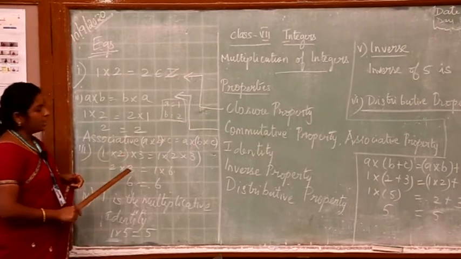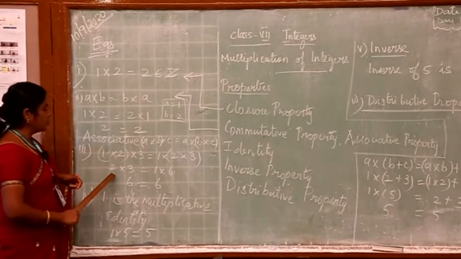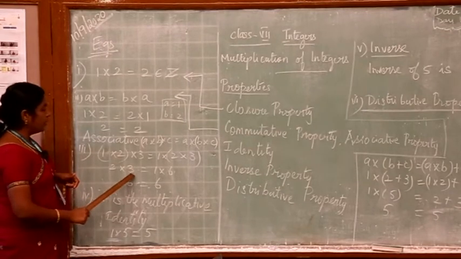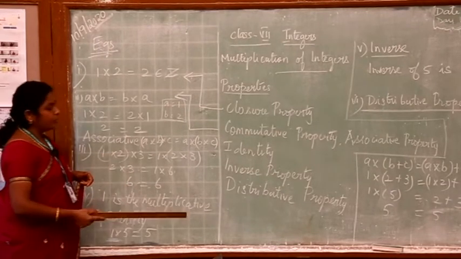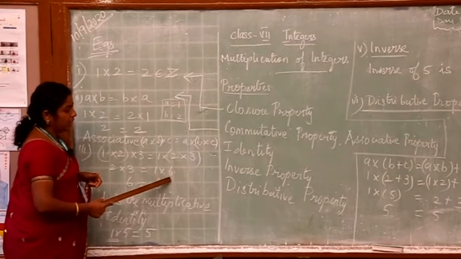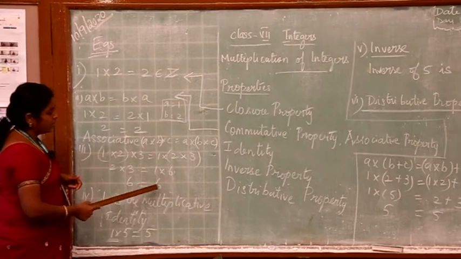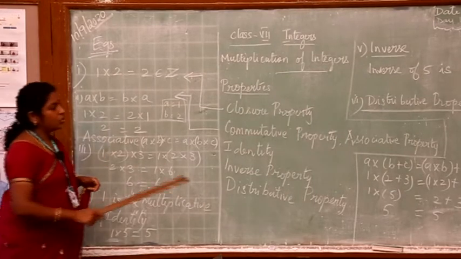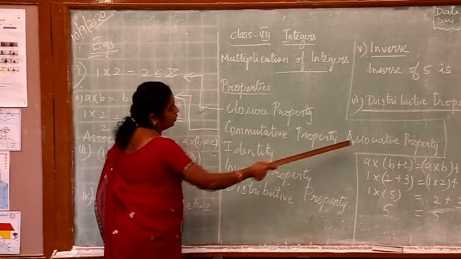We are substituting left side and also right side. We are solving the brackets first. 1 into 2 is 2. Repeating, just multiply by 3. So, 2 into 3 is 6 here. If you go for the right hand side, again the bracket should be solved first. 2 into 3 is 6. So, 1 into 6 is 6. You can see left hand side is equal to right hand side. So, your associative property also holds good.